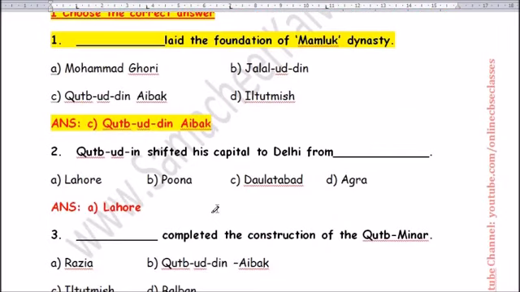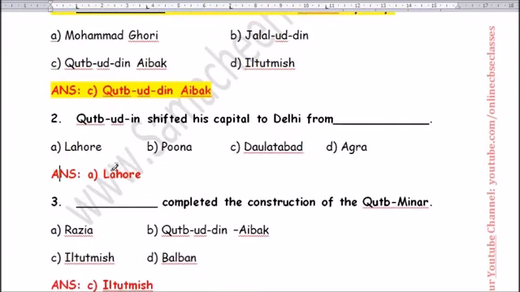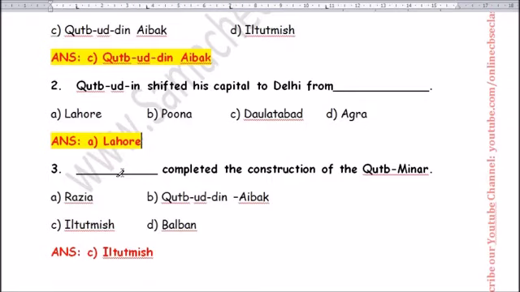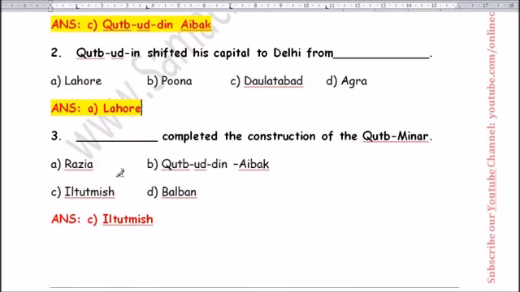Question number 2. Qutbuddin shifted his capital to Delhi from dash. Options are A. Lahore, option B. Pune, option C. Daulatabad, option D. Agra. The answer is, yes, correct, it is Lahore. The answer is A. Lahore. Qutbuddin shifted his capital to Delhi from Lahore.